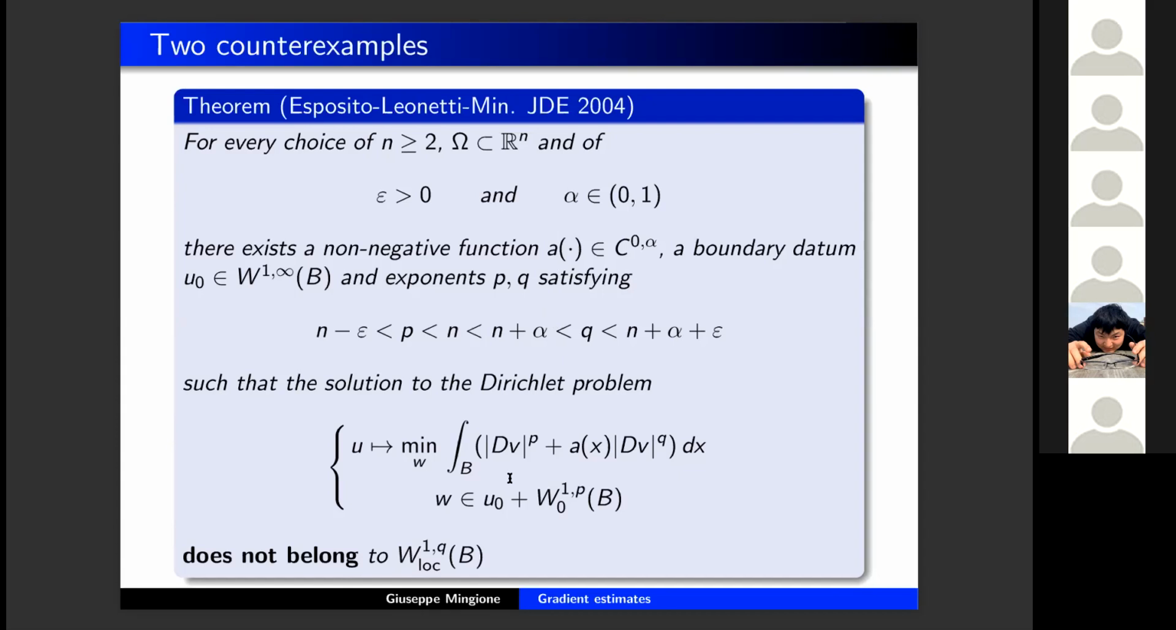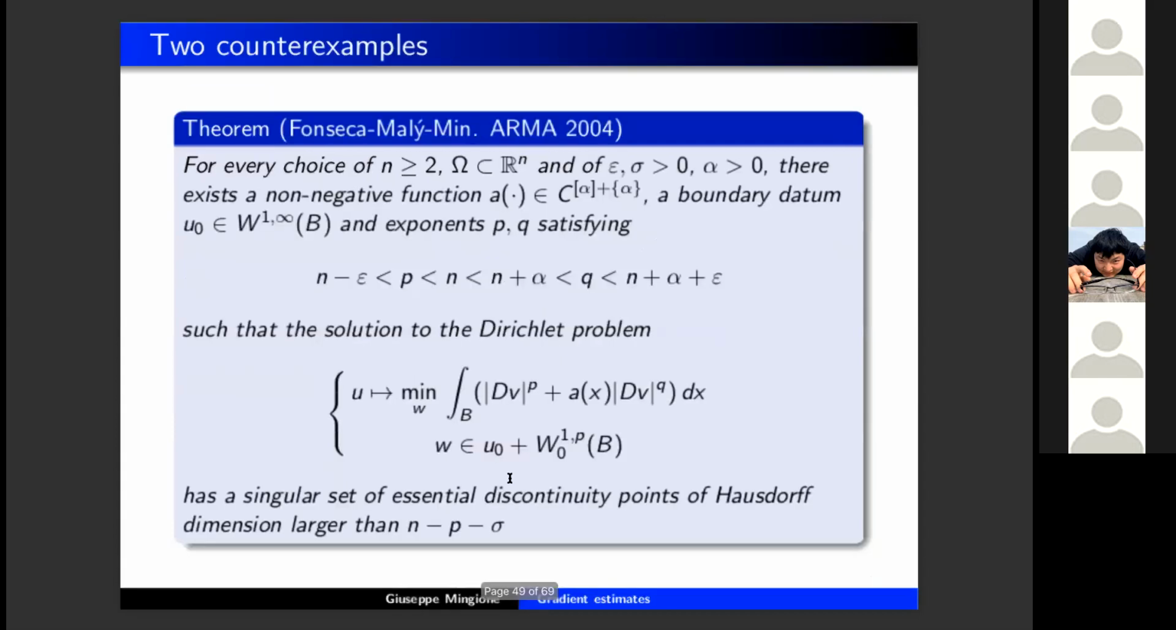So remember, you would like to do perturbation in order to prove that the gradient is Hölder continuous. Here, you're not even able to prove that it is in L^q. So all the basic regularity is lost under such conditions. And when things go bad, they can really go very bad. So you can make it more wild.